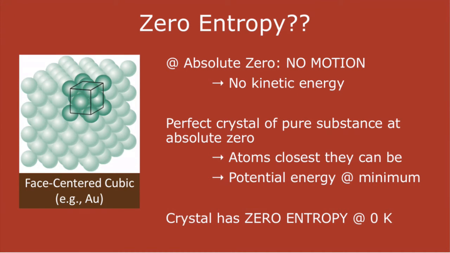Unlike internal energy and enthalpy, where there is no absolute internal energy or absolute enthalpy, entropy is different. Entropy is a measure of how much energy is spread out into something. Since there is no motion at absolute zero, there's no kinetic energy. In a perfect crystal of a pure substance at absolute zero, the atoms are as close as they possibly can be, so the potential energy is at its minimum. Therefore, a perfect crystal at absolute zero has no energy spread out in it, and the entropy is actually zero. It's not arbitrarily zero as in internal energy and enthalpy. This is the third law of thermodynamics.